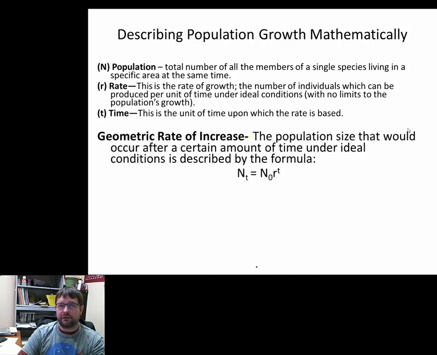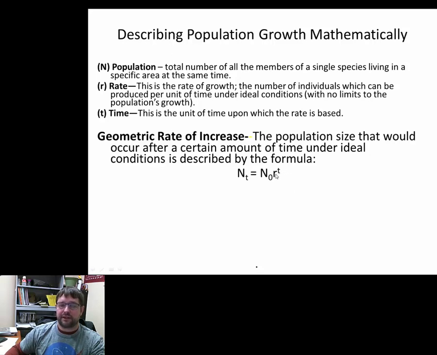Now, this can be simplified and put into this equation, which we call the geometric rate of increase. And so this is the ideal population increase. N is the population size at a given time. Okay? N naught means that there is no limitations. And you're just going to take that N and times it by the rate of the population. And then you're going to raise that to T.